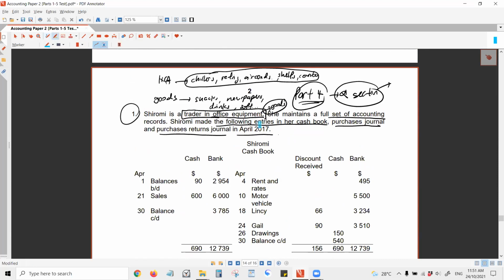What are these three things? We call them the books of prime entry. These are three of the 7 books of prime entry. Cash book, purchases journal, purchase return journal.